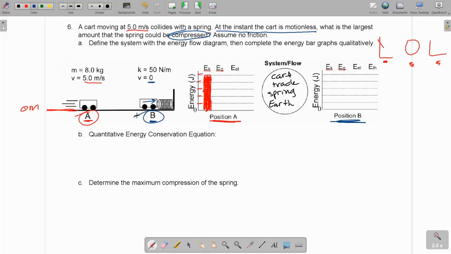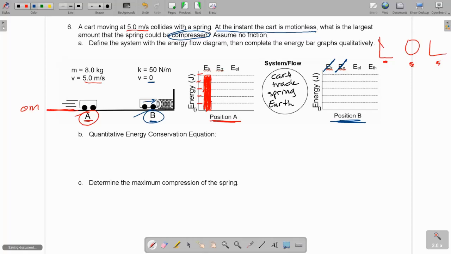Since it's not moving, we know that we do not have kinetic energy. Since it's still on the ground and has no height, we know that we do not have gravitational potential energy. But because the cart is in contact with the spring and the spring has been compressed, we can now show that the cart has elastic energy, right?